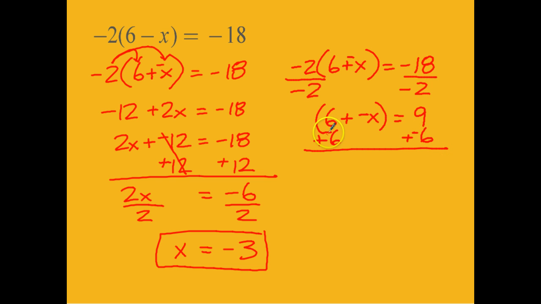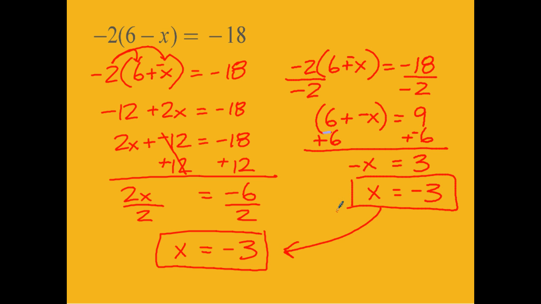So negative 6, that's a negative right there. Negative 6, here, let's just, so you can see it. Negative 6 and positive 6 makes 0, so that leaves me with a negative x is equal to 9, and negative 6 is 3. Okay, well, this says the opposite of x is 3. Well, what's the opposite? So that means x is equal to the opposite of this, which is negative 3, which is what I ended up with here. So, same answer. Okay, 2 different ways to get there.